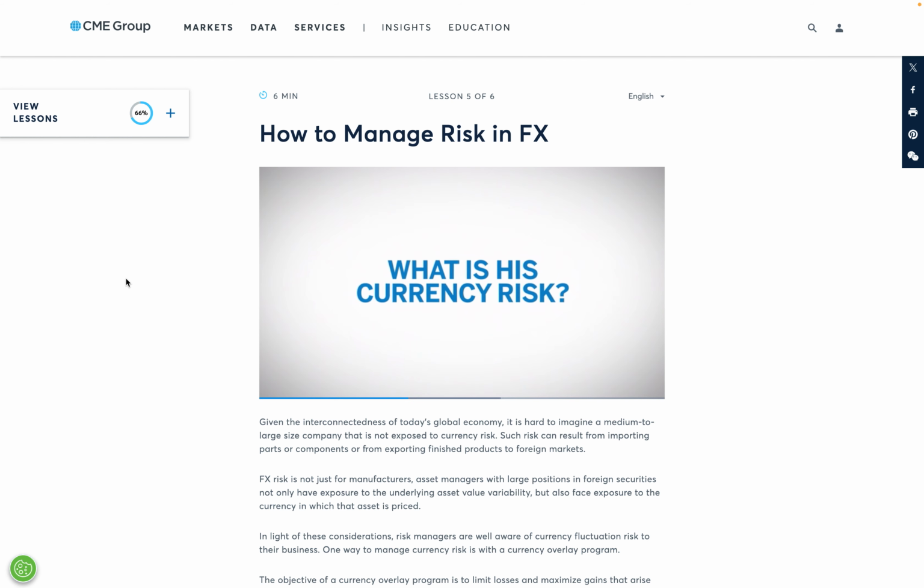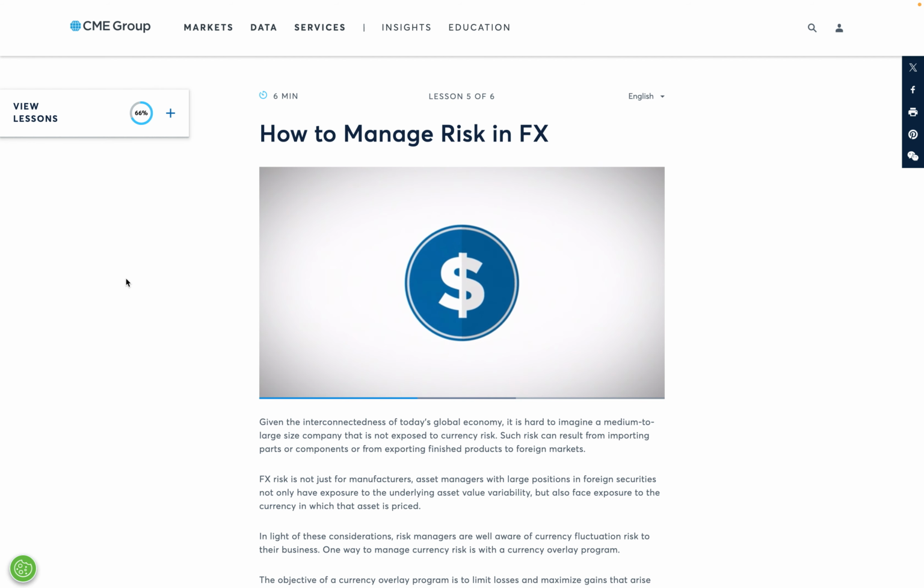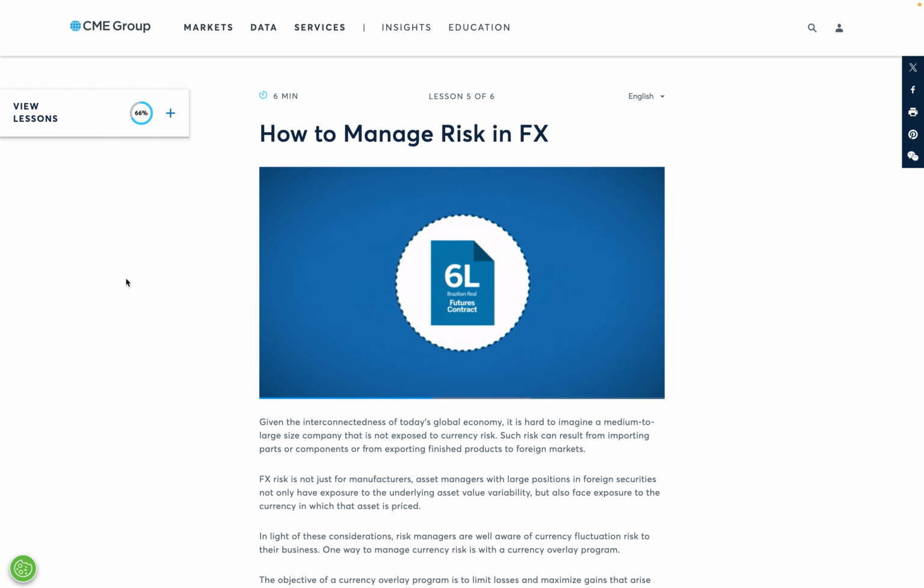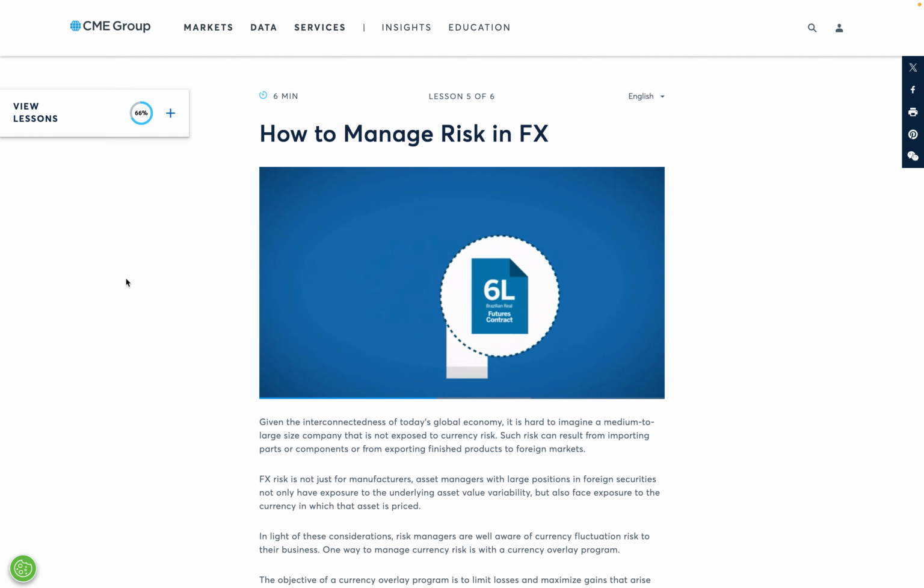What is his currency risk? By converting from Brazilian real to U.S. dollar, he is now exposed to a weaker U.S. dollar. If the dollar goes down in value versus the Brazilian real, when he converts back to his domestic currency, he will receive fewer reais, reducing the return on his investment. How might he hedge this currency exposure using FX futures?